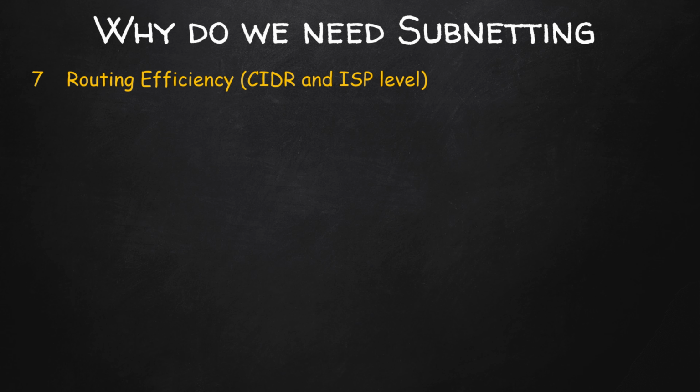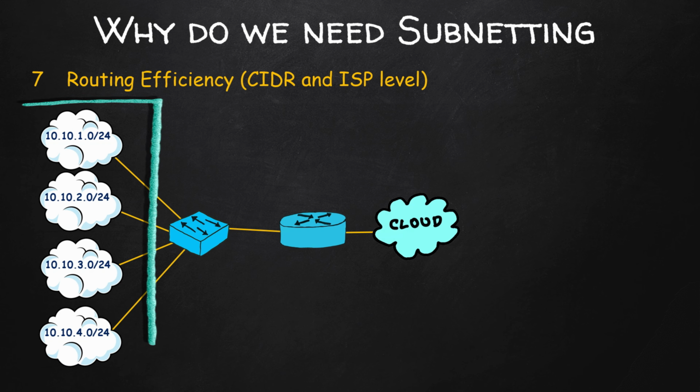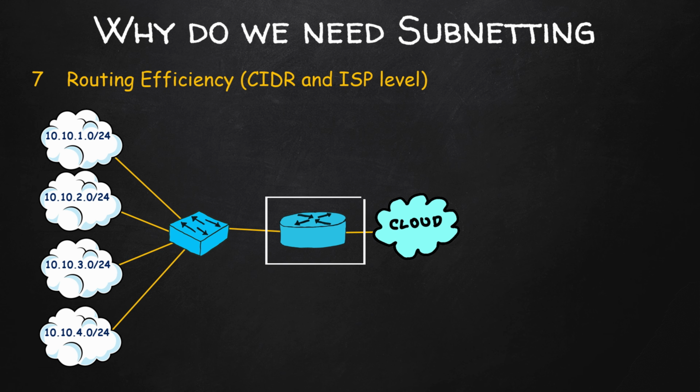Now point number 7, routing efficiency, CIDR and ISP level. Just imagine if you are using multiple networks in your organization. Multiple networks are connected to your default gateway, that is the internet router. So if your network devices want to communicate with the outside world or the internet, your router needs to manage one database which is called the routing table. If your router didn't use the routing table, then the internet routers cannot identify where your network is. So it is mandatory that you add your network in the routing table so that the inside devices can communicate with the internet and they can receive the traffic from the internet as well.